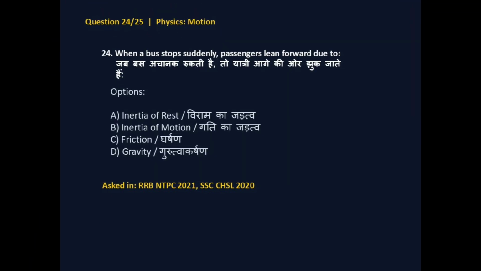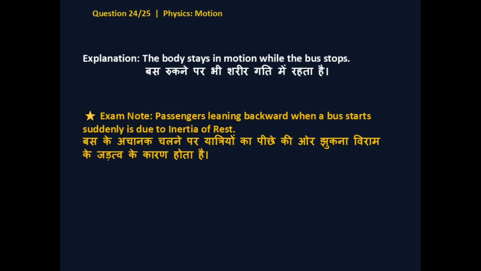24. When a bus stops suddenly, passengers lean forward due to. Answer is option B, inertia of motion, because the body stays in motion while the bus stops. So here comes an exam note. Passengers leaning backward when the bus starts suddenly is due to inertia of rest.